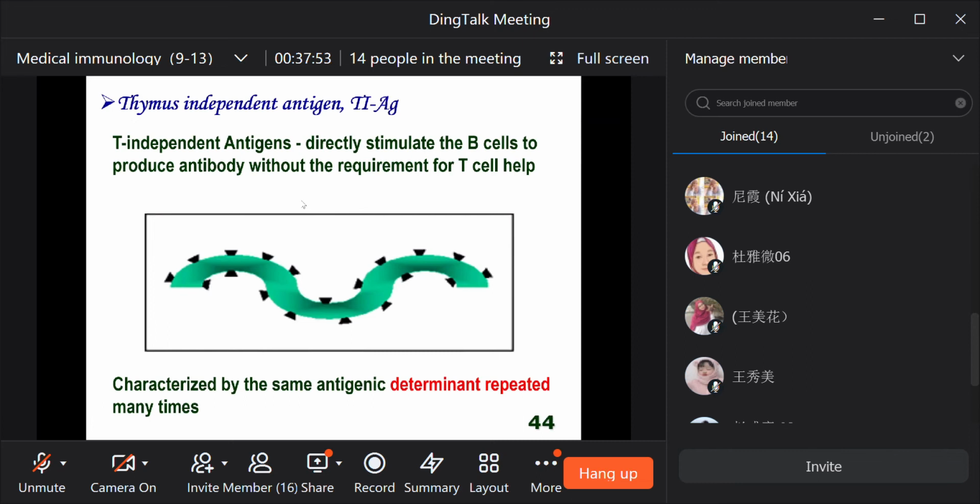This is very easy for our body to recognize. So this kind of antigen doesn't need the T cell to help. It can also induce the B cell to produce the antibody. So this is characterized by the same antigenic determinant repeated many times.